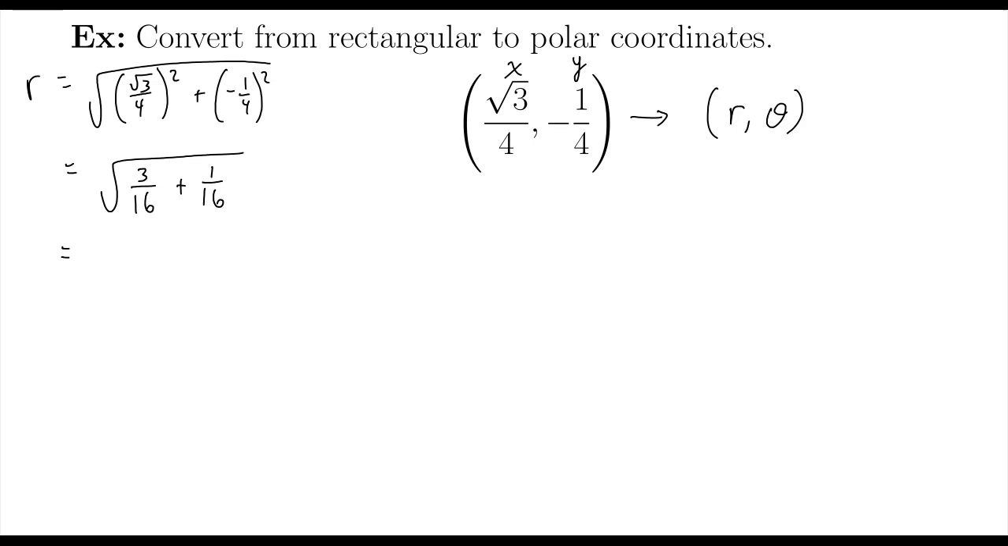3/16 plus 1/16 is 4/16, which of course is just 1/4. And then the square root. So the square root of 1 is 1. The square root of 4 is 2. So my radius is just 1/2.